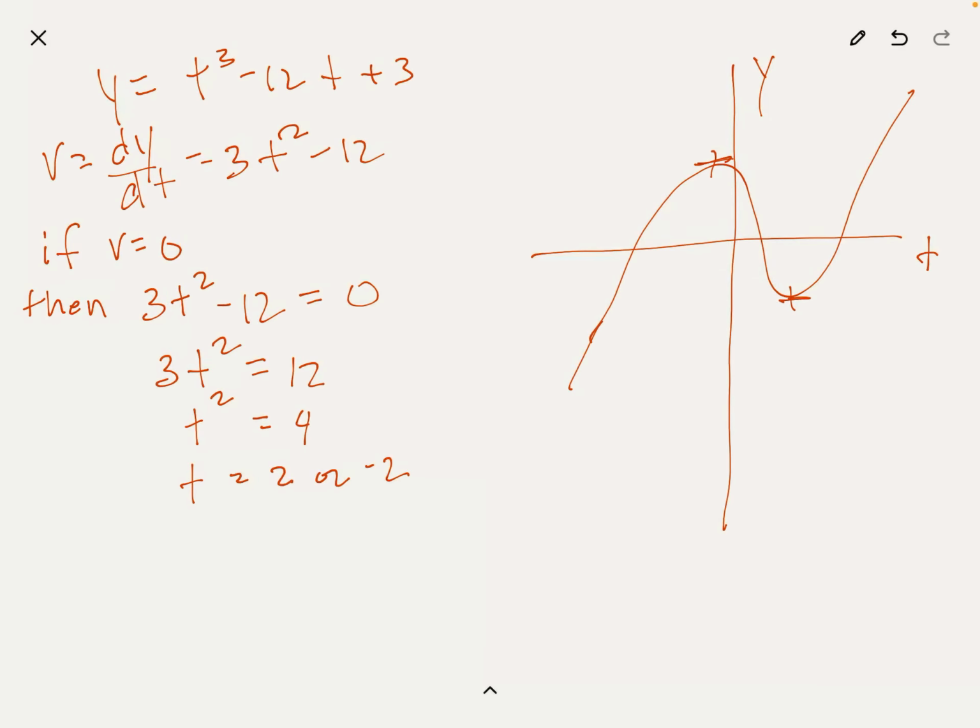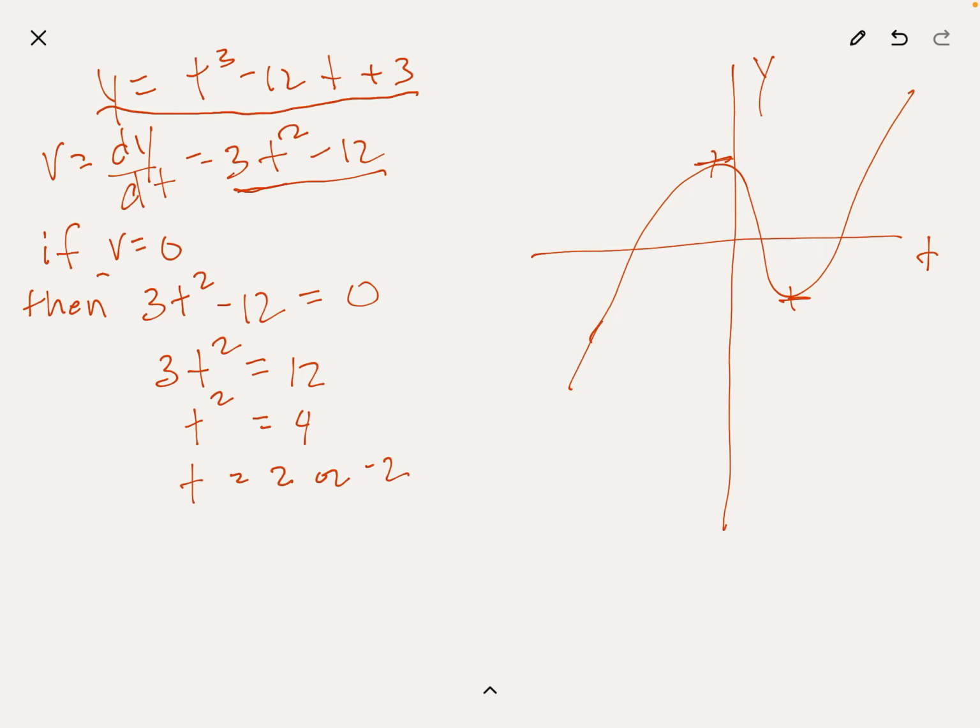Okay, just to finish up that problem, here again is the function y, a parametric equation. The velocity, dy/dt, is this, and we said we want to find t when the velocity equals 0.